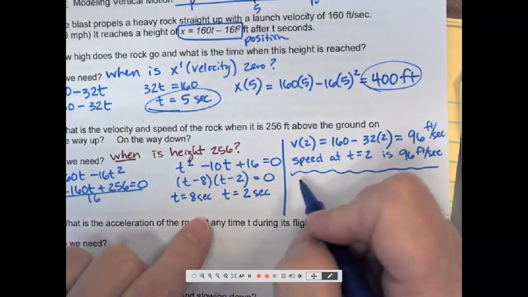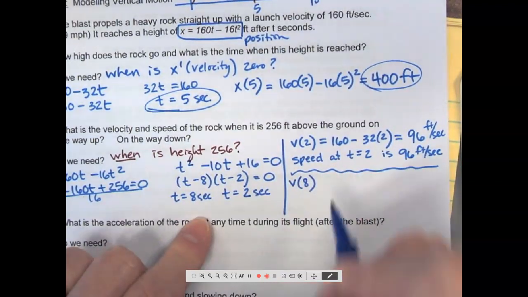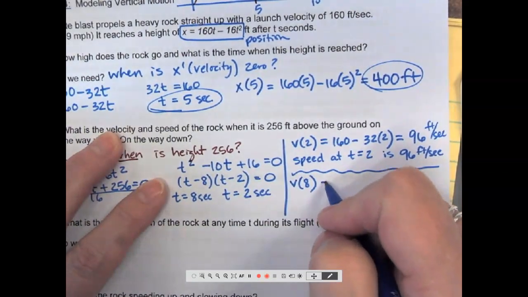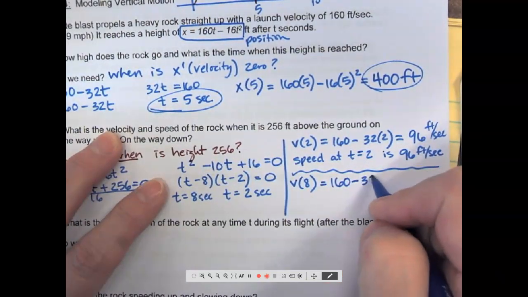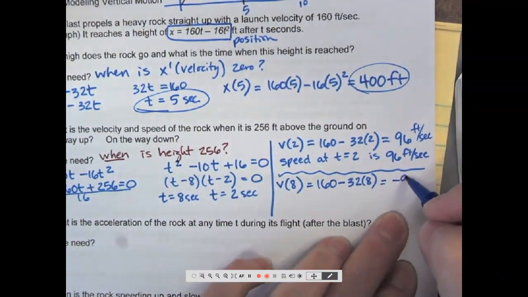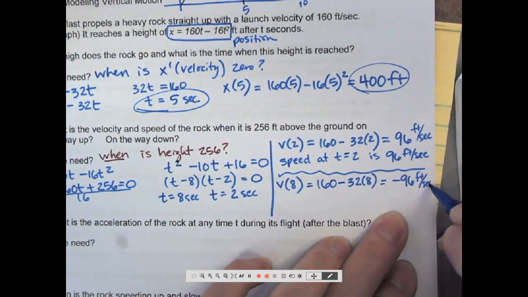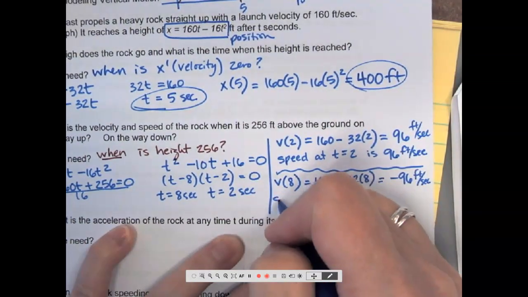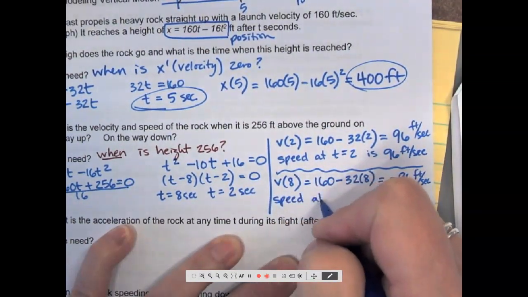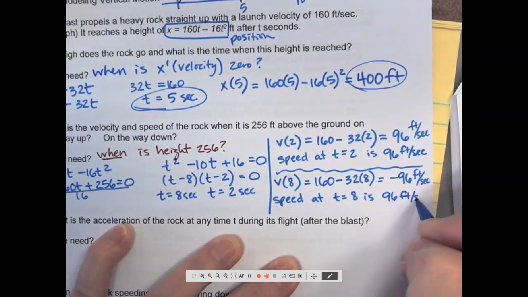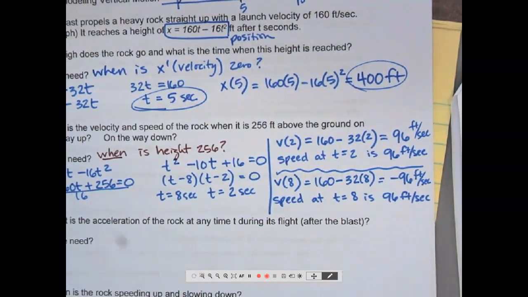Okay, now let's deal with on the way down. So I want to find the velocity at 8 seconds. What should we expect the velocity to be on the way down? Negative, because that's a negative direction. 160 minus 32 times 8. Negative 96 feet per second. So that makes sense because we're coming down, negative direction. But the speed is what? Just 96. Because speed is the absolute value of velocity.